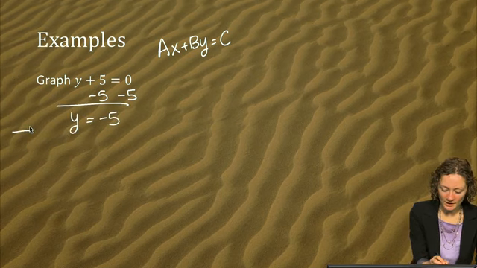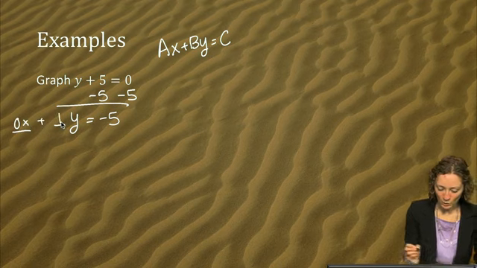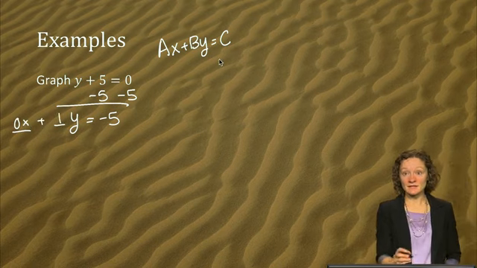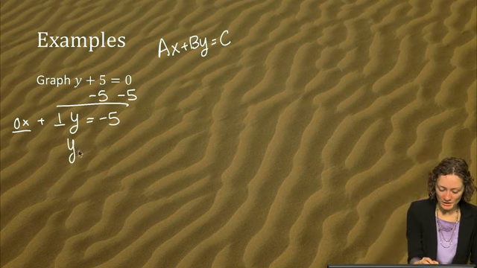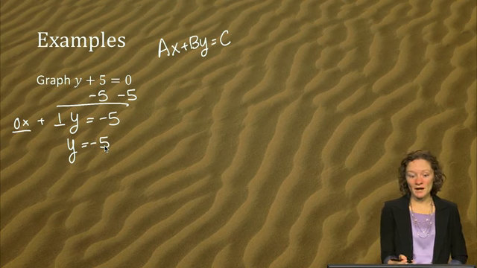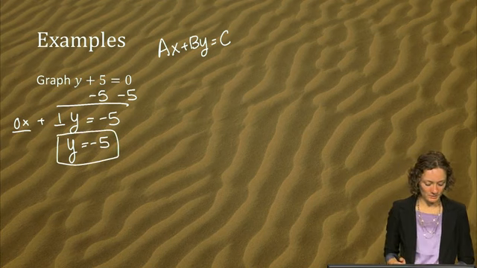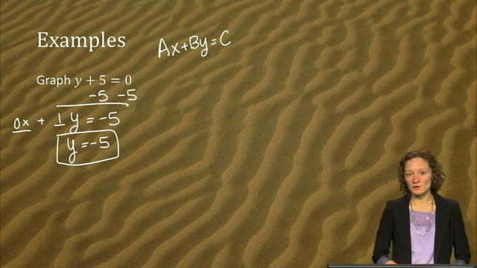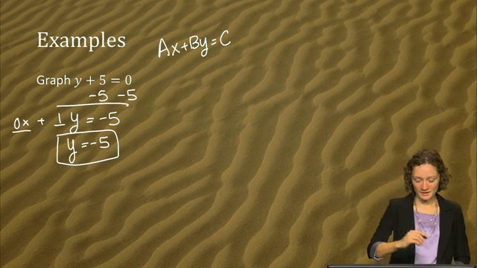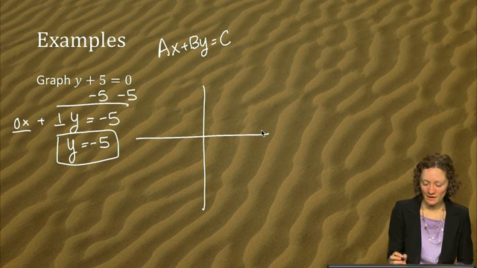And then we have 0x plus 1y equals -5. Now it's in that format, so this equation most definitely will be a linear equation. And once you solve for y, you can see kind of what you'll expect from this. If this is a y equals line, we have vertical or horizontal. Y equals, from the last slide, is a horizontal line at the location -5 for y.